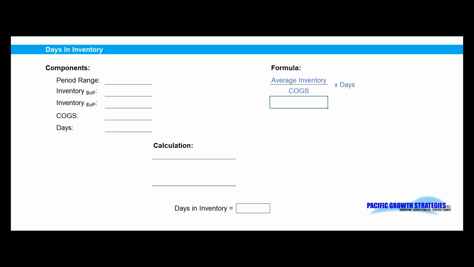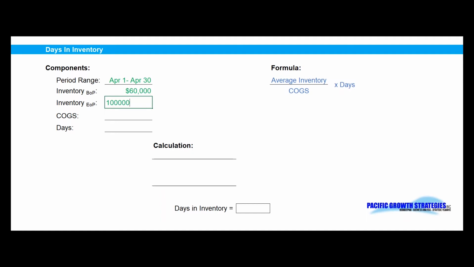Now there's 5 components, so we'll start with the period range, which is April 1st through April 30th in this case. The inventory at the beginning of the period, we're going to find on the April 1st balance sheet, and in this case is $60,000. The inventory at the end of period we'll find on the April 30th balance sheet, and in this case that's $100,000.